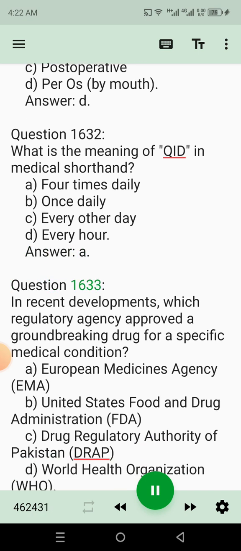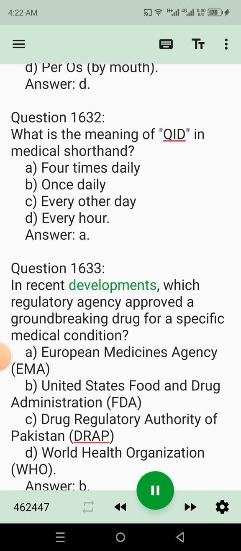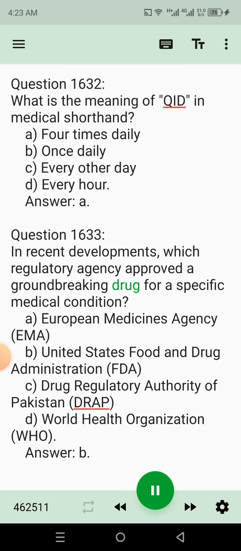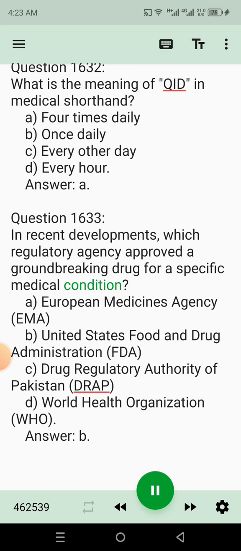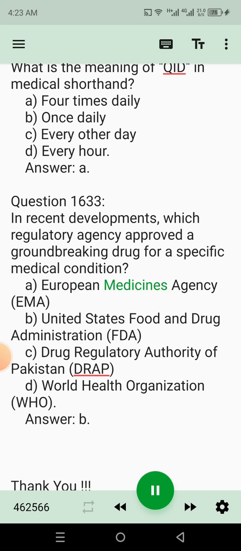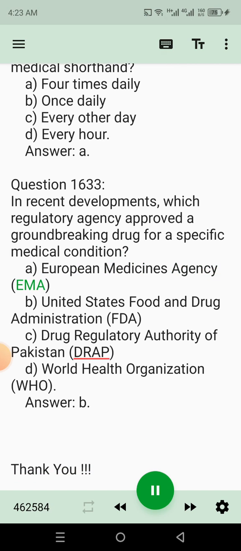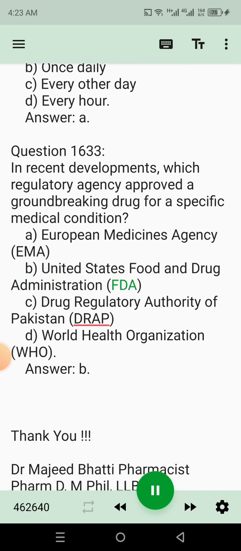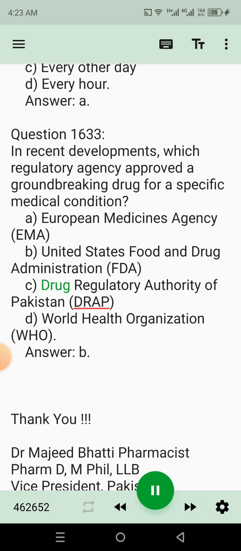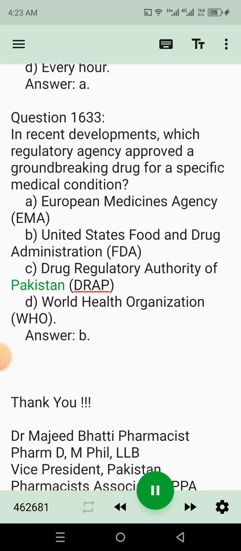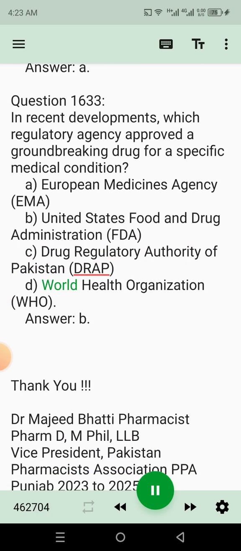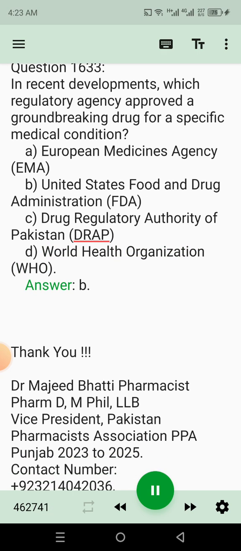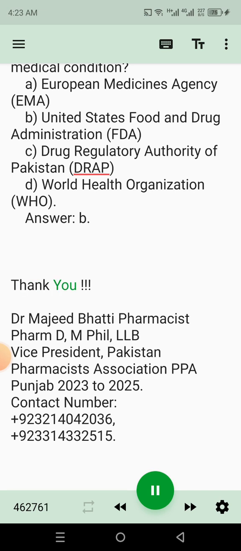Question 1633. In recent developments, which regulatory agency approved a groundbreaking drug for a specific medical condition? A. European Medicines Agency (EMA). B. United States Food and Drug Administration (FDA). C. Drug Regulatory Authority of Pakistan (DRAP). D. World Health Organization (WHO). Answer: B.